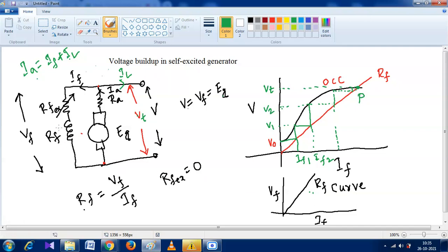Suppose we excite the field coil by a separate source giving the supply voltage VA, and due to this VA there is some current flowing through the field. Now we plot the voltage-current curve, so we get the resistance curve of that field coil. We get a field resistance curve.